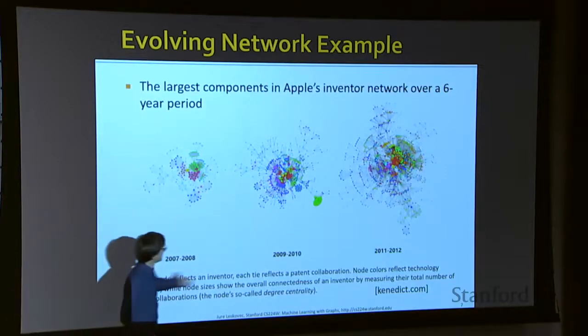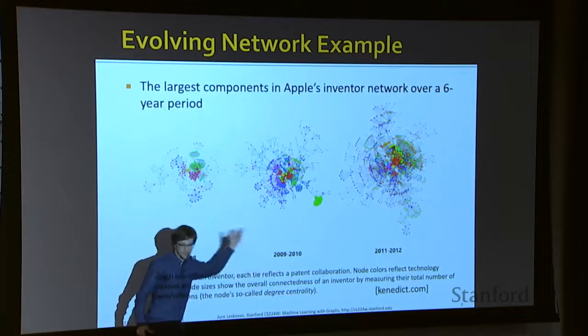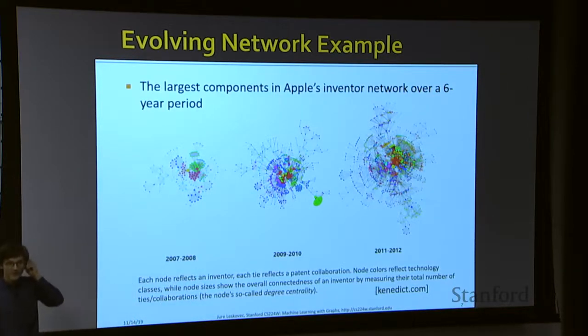And you know, Apple is interesting because, you know, this was probably the best time for Apple, and Steve Jobs was around, and good stuff like that, right? So just more examples of how you can think about evolving networks.